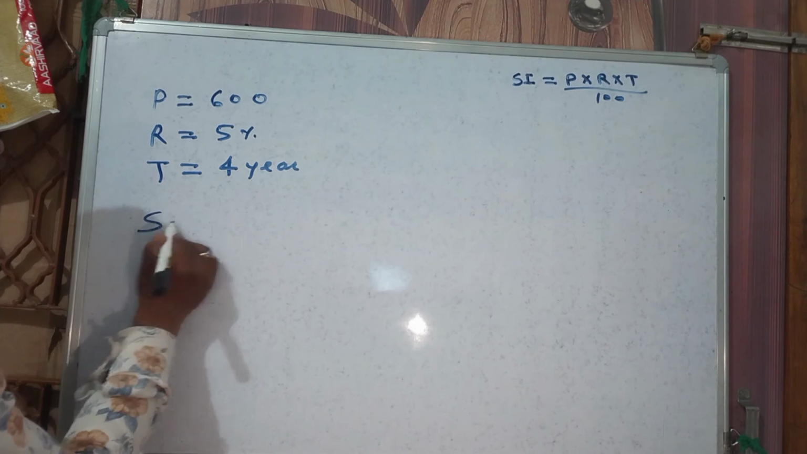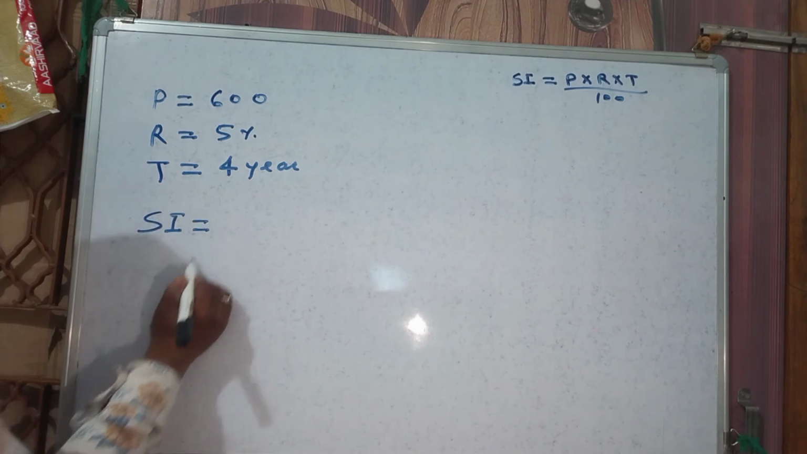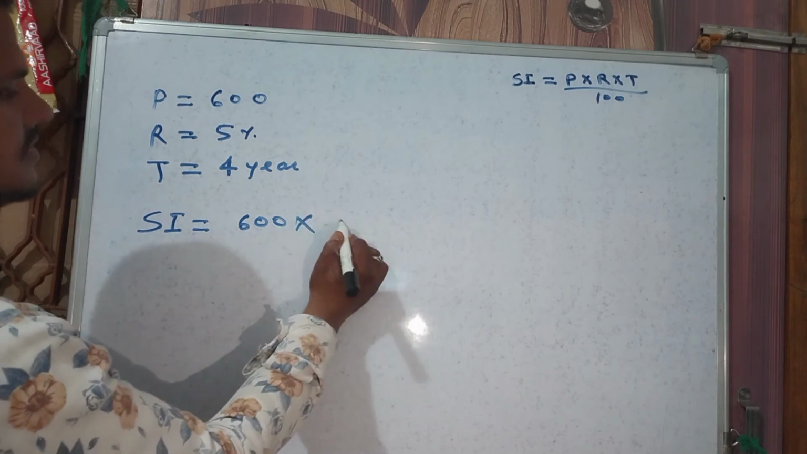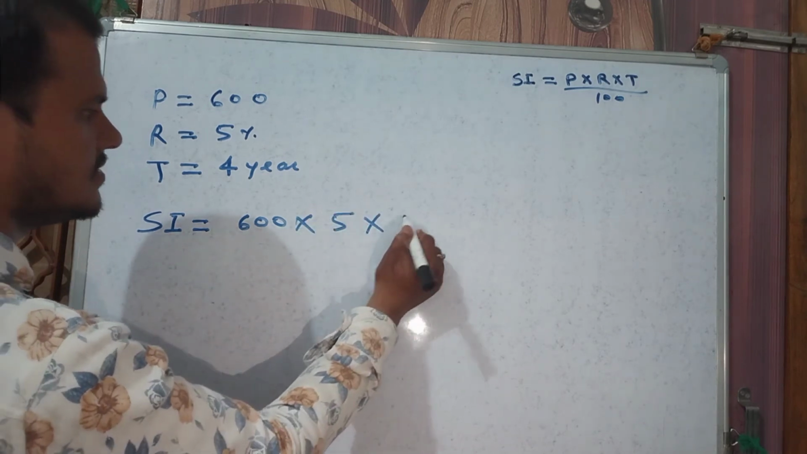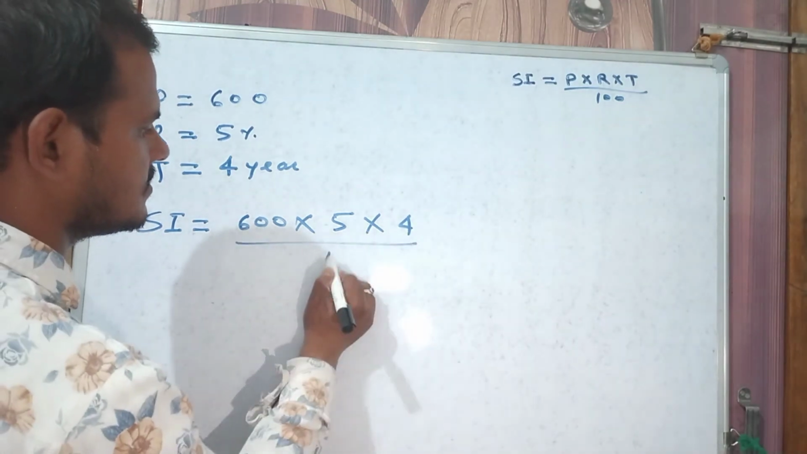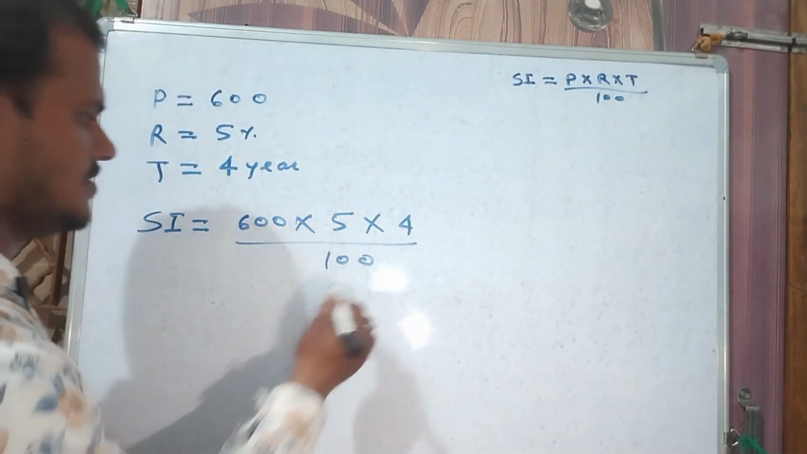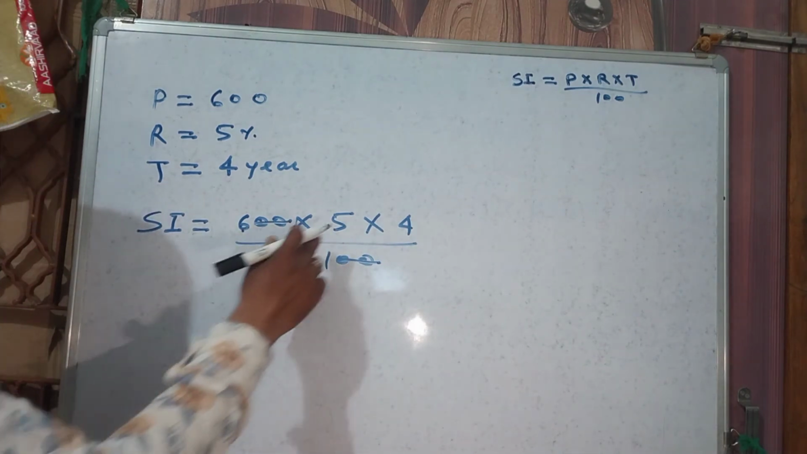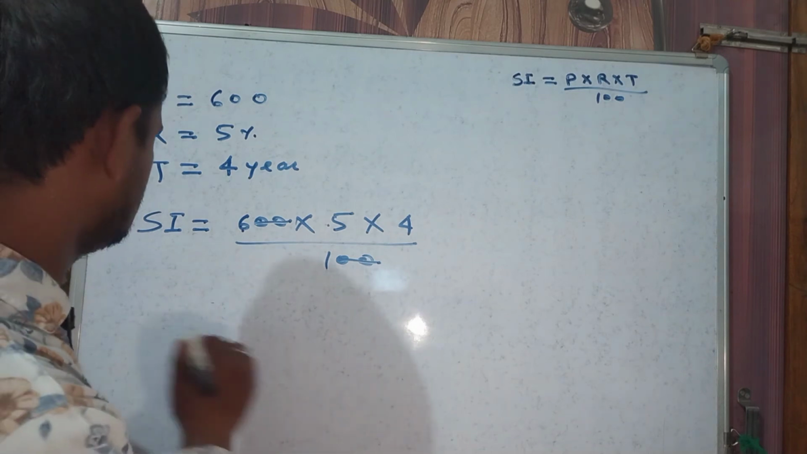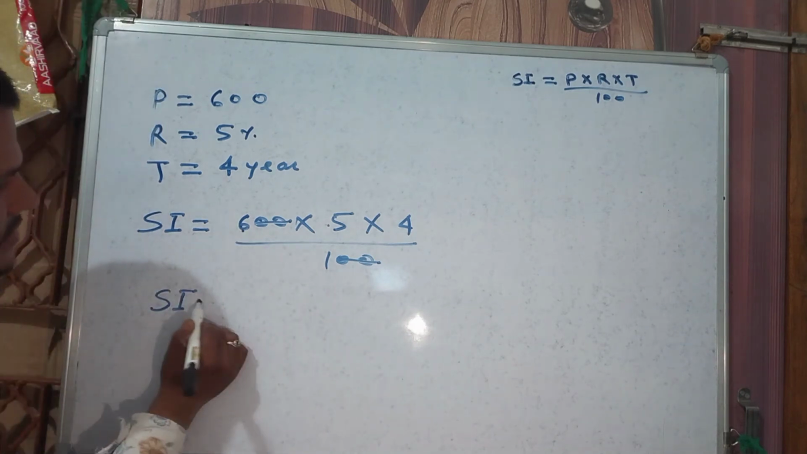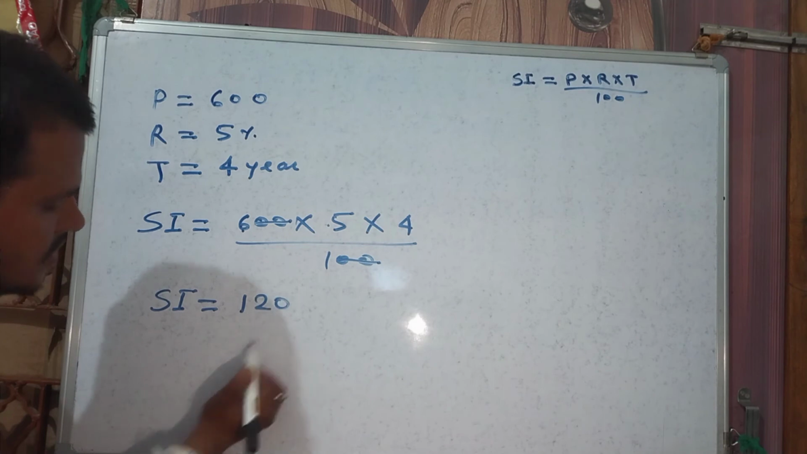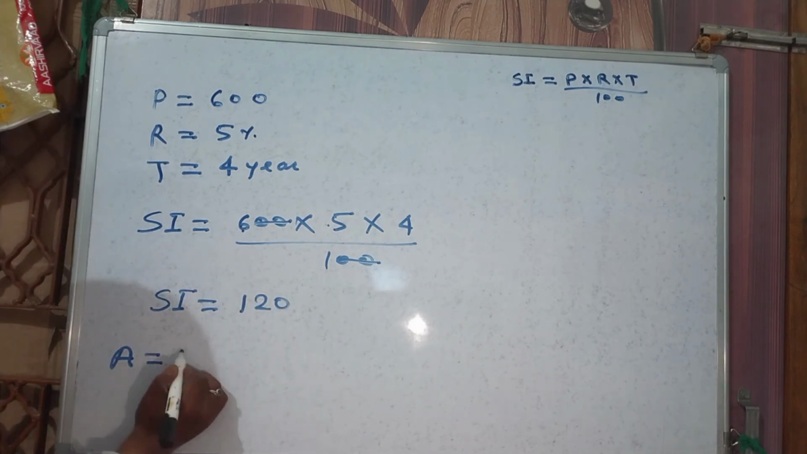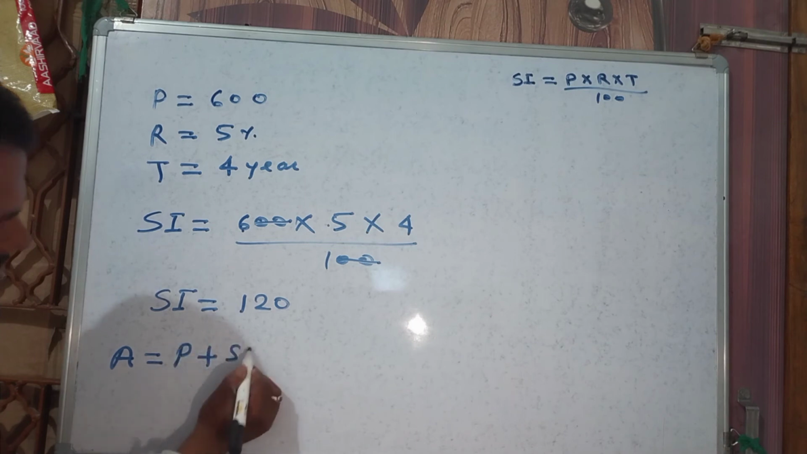So substitute our values. Simple interest equals principal 600, rate of interest 5% per annum, and time is 4 years. Percent means by 100. So the zeros cancel, 6 into 5 is 30, 30 into 4 is 120. So simple interest will be 120.